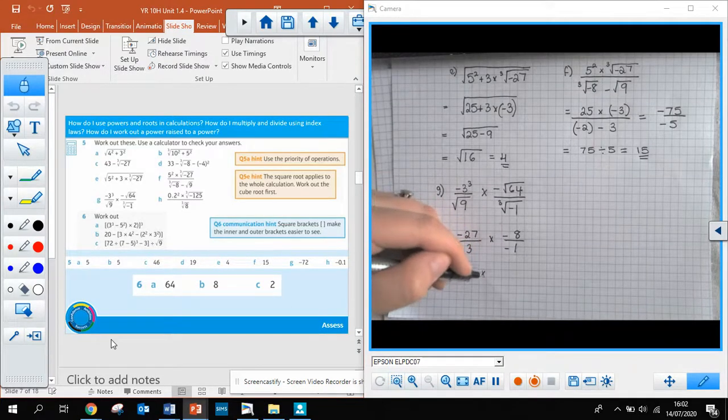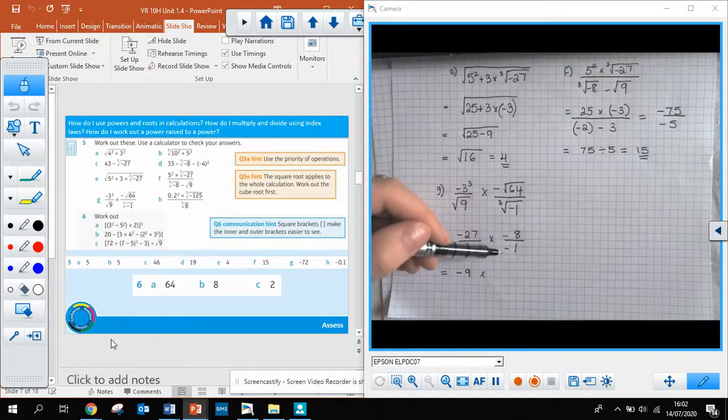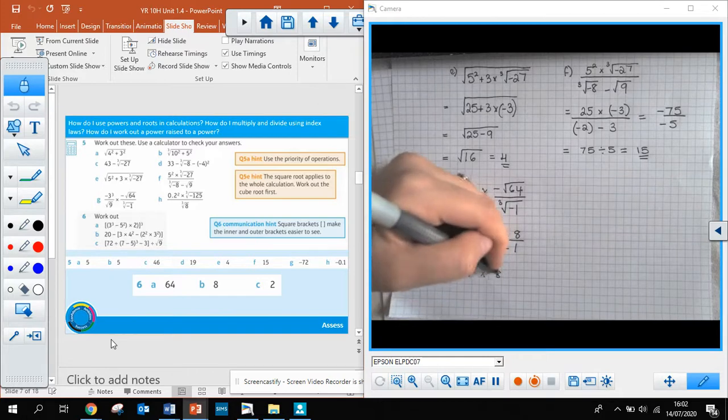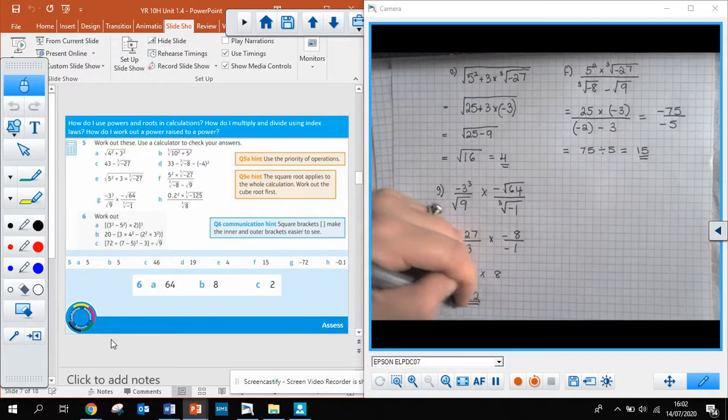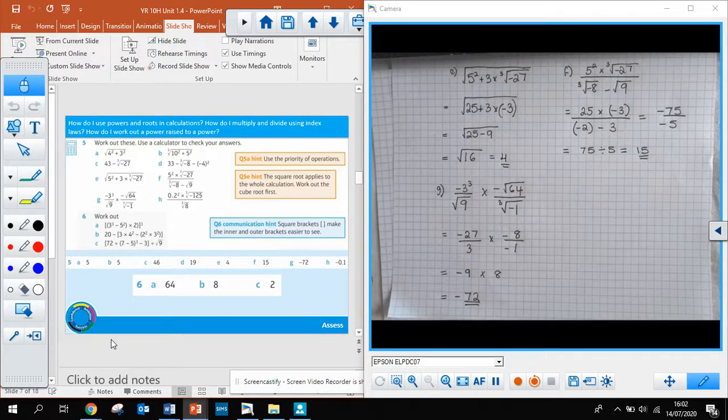Okay, and multiplied by negative 8 divided by negative 1. A negative divided by a negative is a positive. 8 divided by 1 is 8. So what I'm left with is negative 9 multiplied by 8. A negative times a positive gives me a negative answer, and 9 times 8 gives me 72. So that's my final answer there.